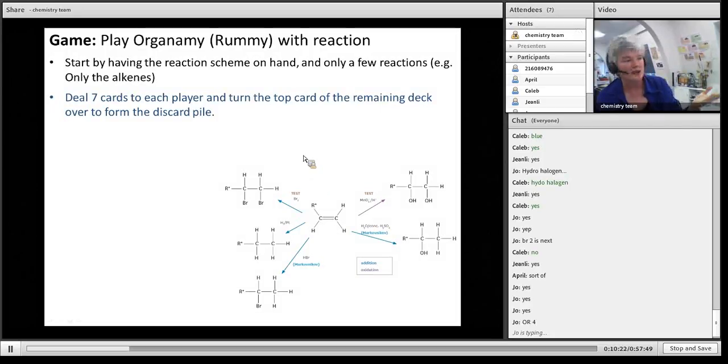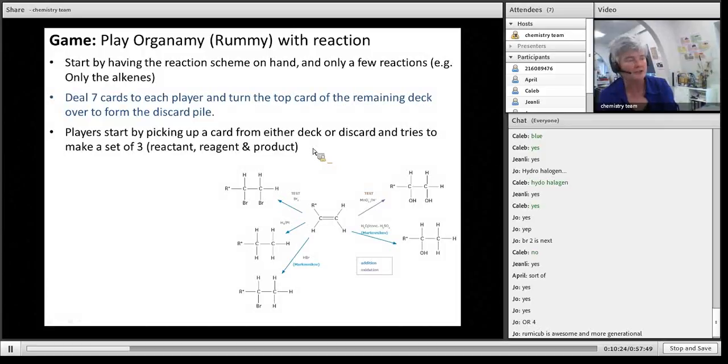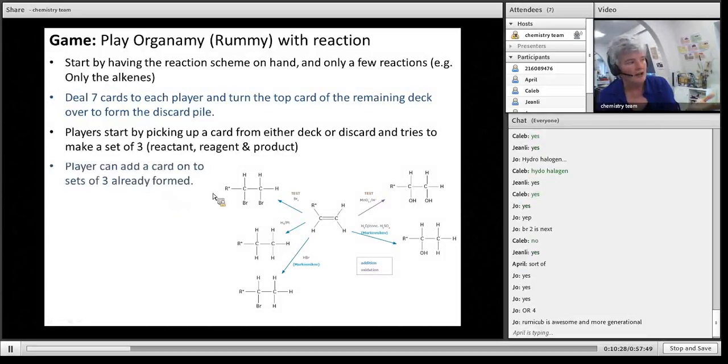Then you have to pick up a card and discard a card in each turn, and I always play a version where you can add on. Yes, Rummikub is a fun card game, but I don't think this matches Rummikub very well.